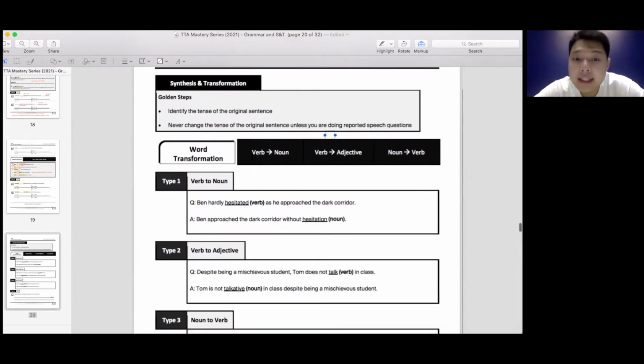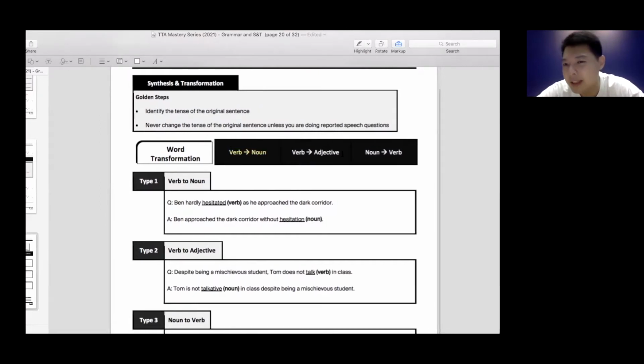Okay, guys, come. Synthesis and transformation. The first synthesis and transformation question type that I want to cover that is so important for your exams is word transformation. When you are changing a verb to a noun, you should know what verb, noun, and adjective are. A verb is just an action word, a noun is a thing, and an adjective is a describing word. So for synthesis and transformation, you'll be required to change verb to noun, verb to adjective, and noun to verb. These are the things that you need to change.